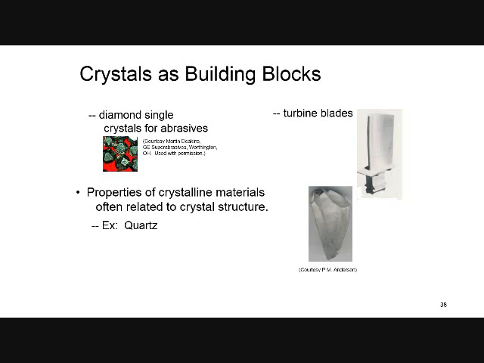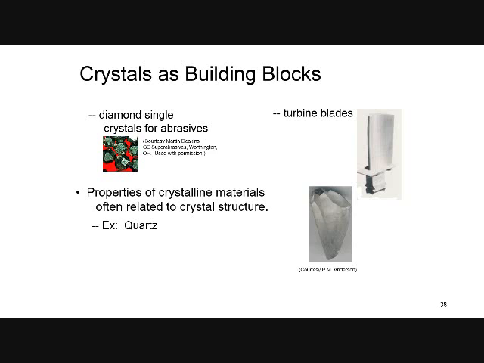A single crystal structure has the ability to withstand creep at higher temperature than polycrystalline turbine blades. This is due to the lack of grain boundaries in a single crystal, so it's very desirable to use single crystals in turbine blades. We can also see another example in using crystals for abrasives, as you can see here in this picture.